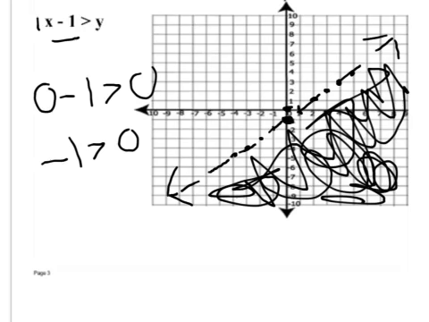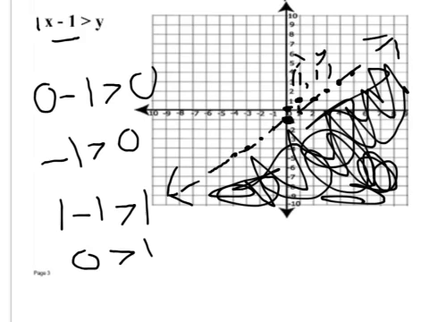So Shane wants to know, what if I picked a different point? Okay, we can go 1, 1. It's clearly above the line, right? You want a point that's clearly above or below the line, okay? Not right on it. So let's plug in 1, 1. 1 minus 1. Is 1 minus 1 greater than 1? Well, 1 minus 1 is 0. Is 0 greater than 1? No. You see, my point here is 1, 1, right? My x is 1, my y is 1, right?